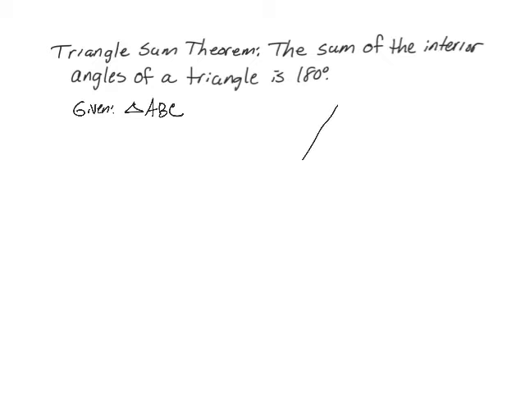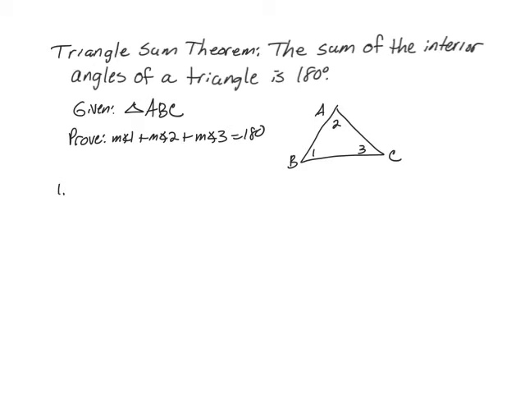I'm going to draw it. Here's triangle ABC. And then I'm going to number the angles in here: 1, 2, 3. We want to prove the measure of angle 1 plus the measure of angle 2 plus the measure of angle 3 is equal to 180. So there's our starting point. We're starting with triangle ABC. That's given, and we know what our endpoint needs to be.